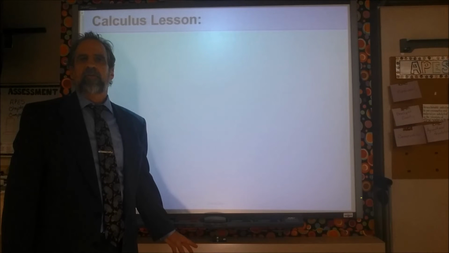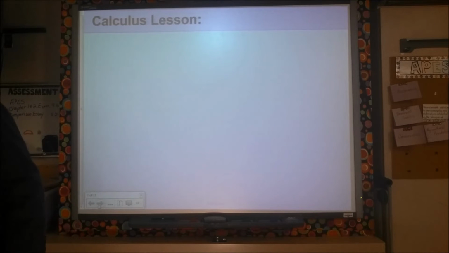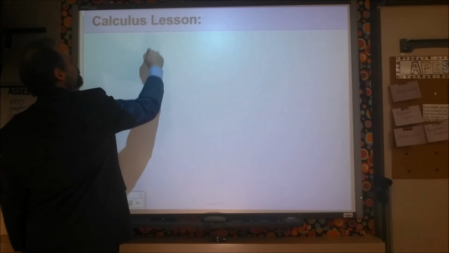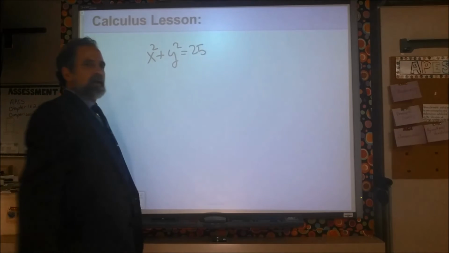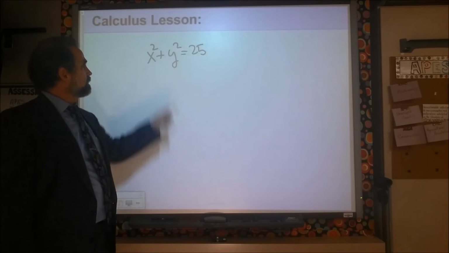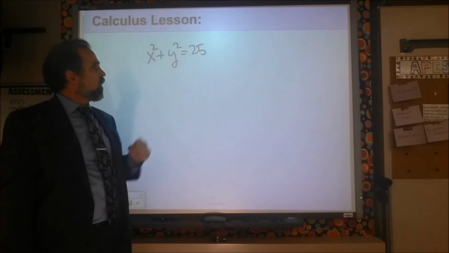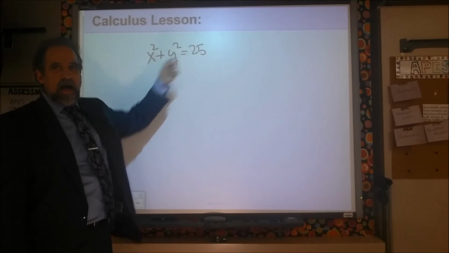So let's check out something like this: x squared plus y squared equals 25. What kind of shape is that? You should know. (h, k) is (0, 0). So that's x squared plus y squared equals r squared. It's a circle with a center at (0, 0) and a radius of 5.